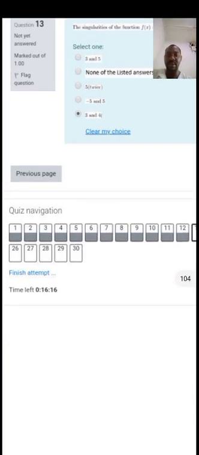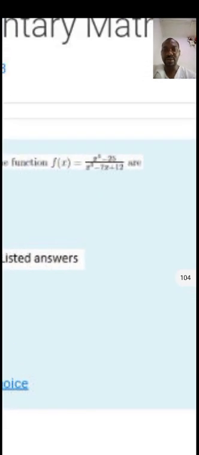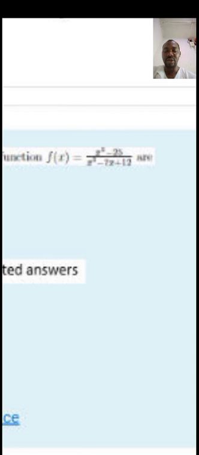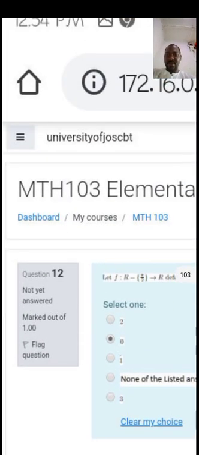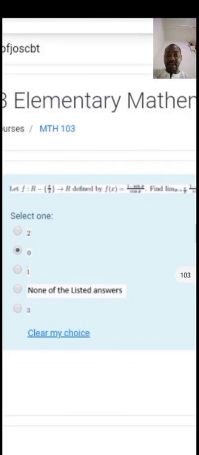But going back to the question, if you are asked to find the zeros of the function, you equate the numerator to 0, then solve it. That means x squared minus 25, equate it to 0, then solve it. That is going to give you 5 and minus 5.